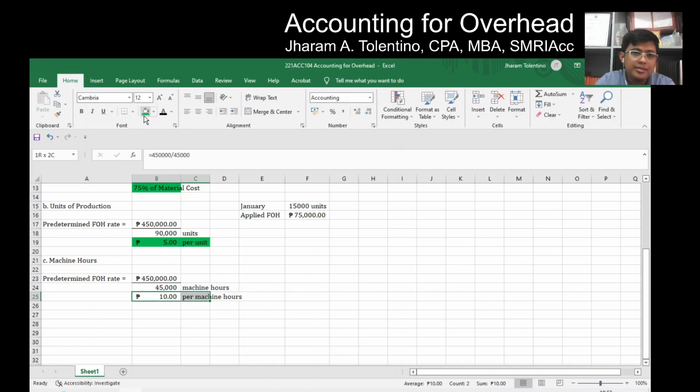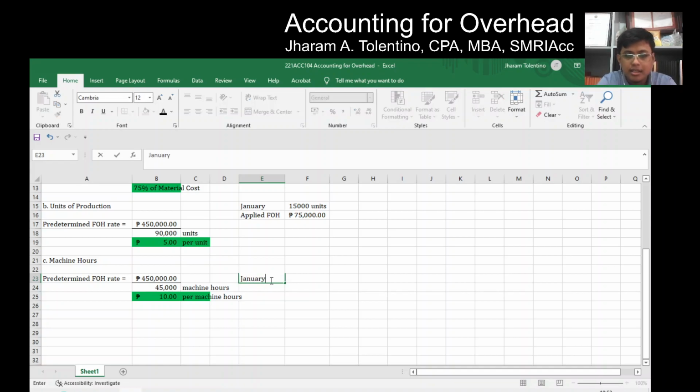Okay? So, halimbawa ulit, on the month of January, nakapag-incur yung company ng, let's say, 7,000 machine hours. How much will the applied factory overhead be? Applied factory overhead will be 7,000 times 10 pesos, which is 70,000.